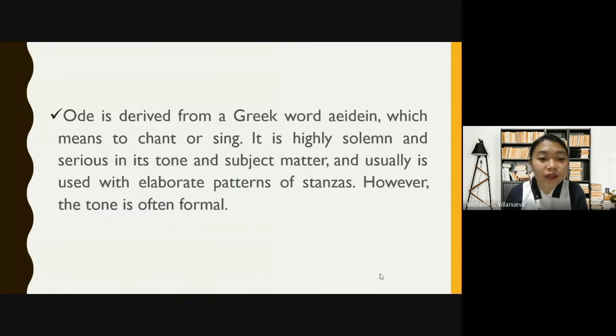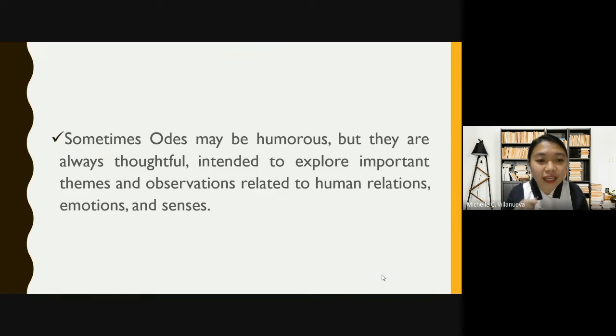Ode is derived from a Greek word, aeidein, class, which means to chant or sing. It is highly solemn and serious in tone and subject matter, and is usually used with an elaborate pattern of stanzas. However, the tone is often formal. The salient feature of an ode is its uniform metrical form. But poets generally do not strictly follow this rule because of the use of a highly elevated theme. Some writers did not use a rhyming scheme because they have another way of writing the ode. Sometimes an ode may be humorous, but they are always thoughtful, intended to explore important themes and observations related to human relations, emotions, and senses.